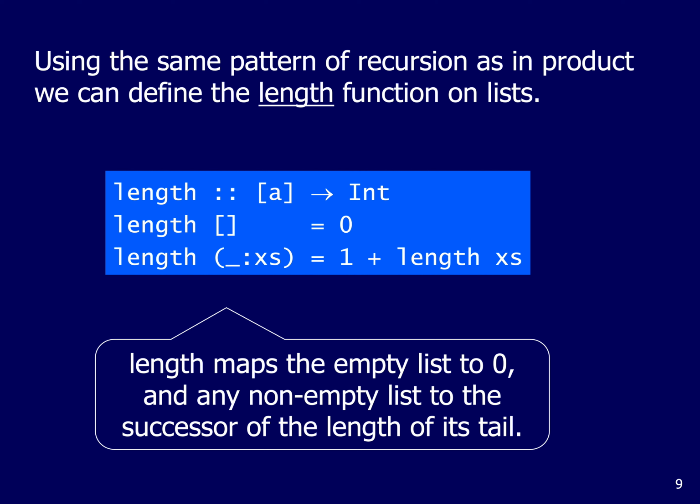So here's a simple 3-line definition for length. The type is very straightforward. We're simply taking a list of a things. It's polymorphic because we don't care about what the elements are when we're computing length.